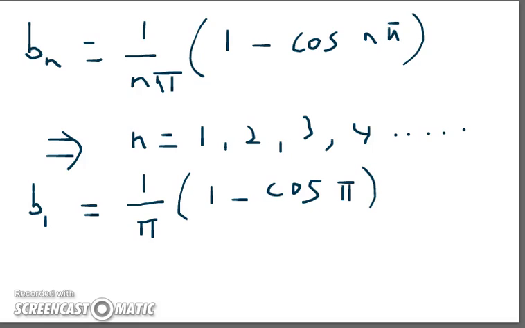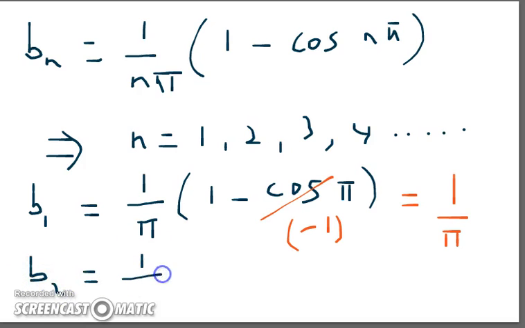So what is the value of cos pi? It is negative 1, right? Okay, so for this B1, 1 minus negative 1 gives 2, so B1 equals 2 divided by pi. Now, let's say if we want to continue with B2, then we have 1 over 2 pi.